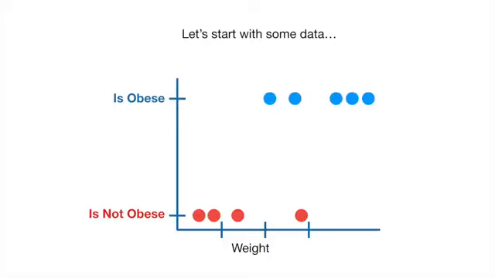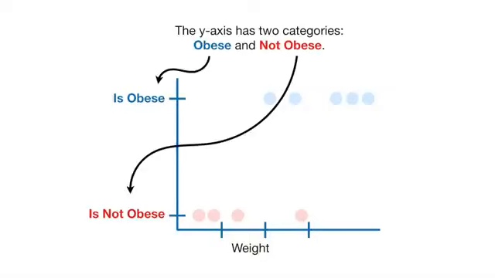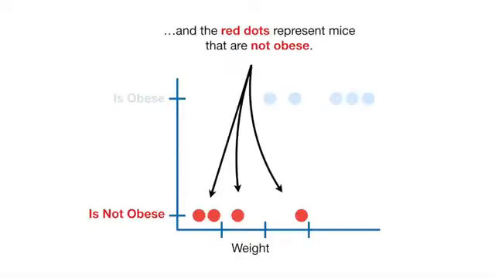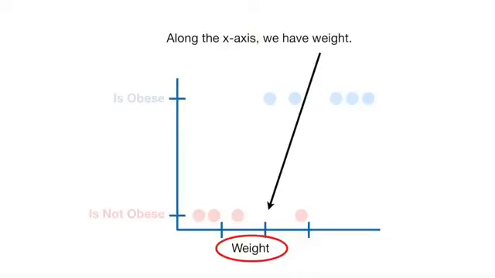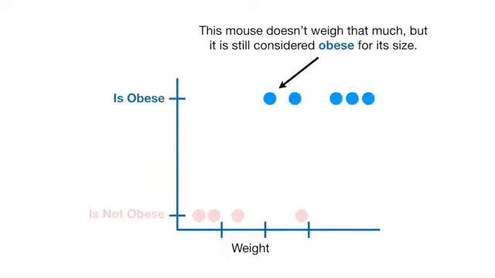Let's start with some data. The y-axis has two categories: obese and not obese. The blue dots represent obese mice, and the red dots represent mice that are not obese. Along the x-axis, we have weight. This mouse is not obese, even though it weighs a lot. It must be Mighty Mouse and just full of muscles. This mouse doesn't weigh that much, but it is still considered obese for its size.